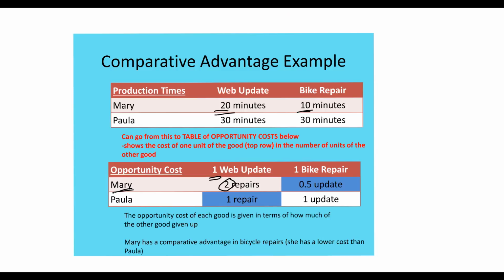By using the same reasoning, you could get Paula's opportunity cost for web updates, which is 1 bicycle repair, and then you just go the other direction to get the opportunity costs of bike repairs, that is, what you're giving up in terms of web updates. So that's really all there is to that.